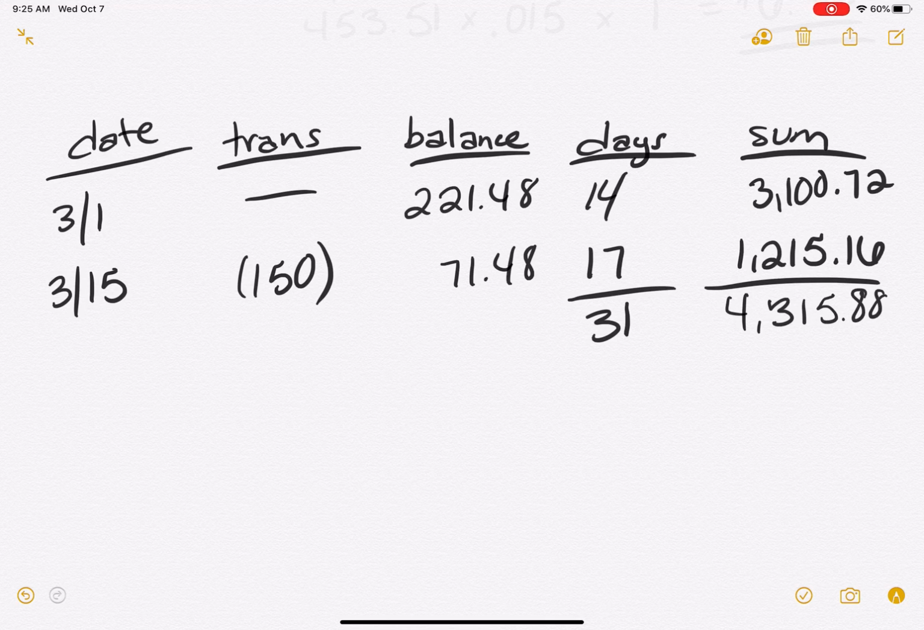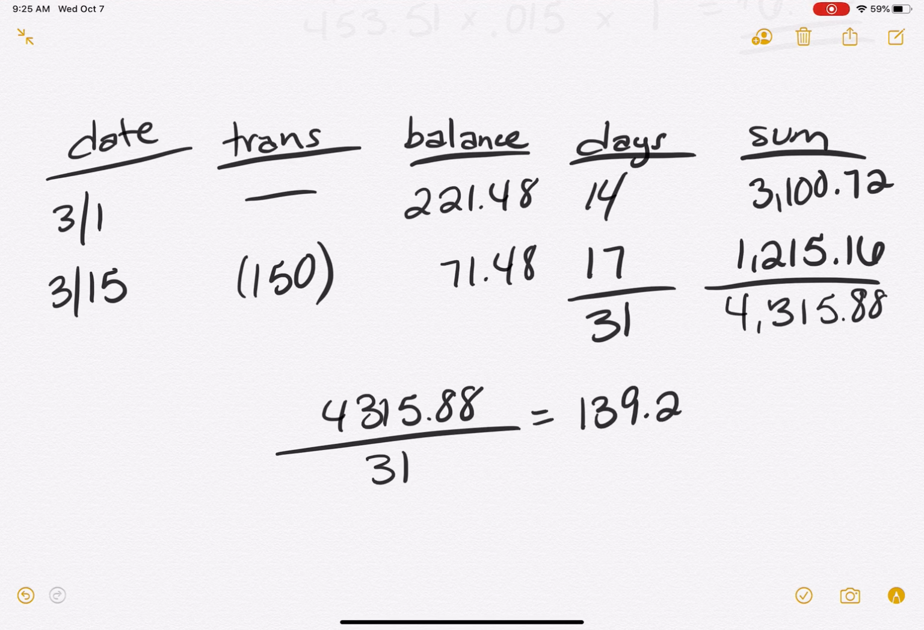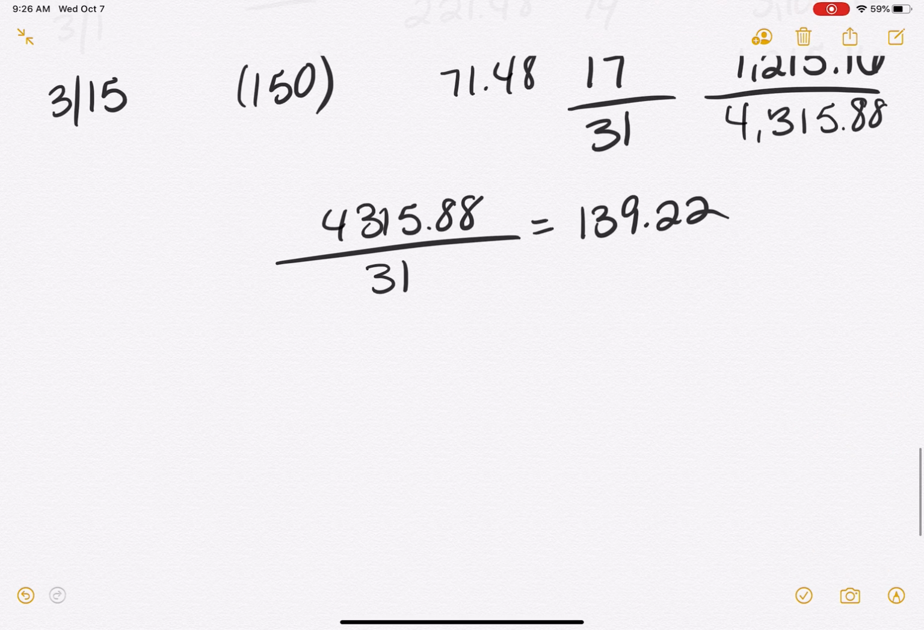Sorry about that. Okay, so then what do we do with these two numbers? Divide them out, right? So we get an average of 139.22, and that becomes our average daily balance, so that becomes our principal in I equals PRT, okay?